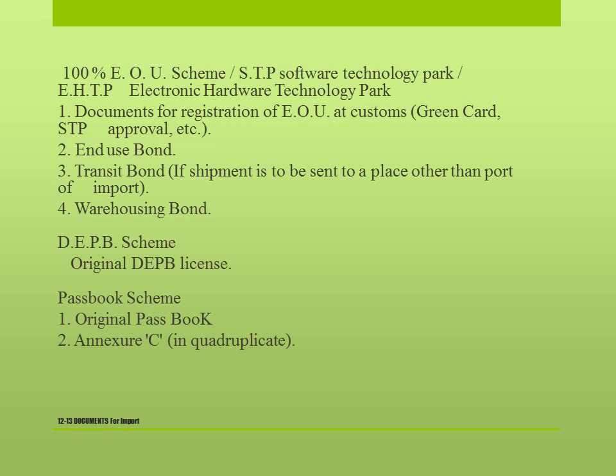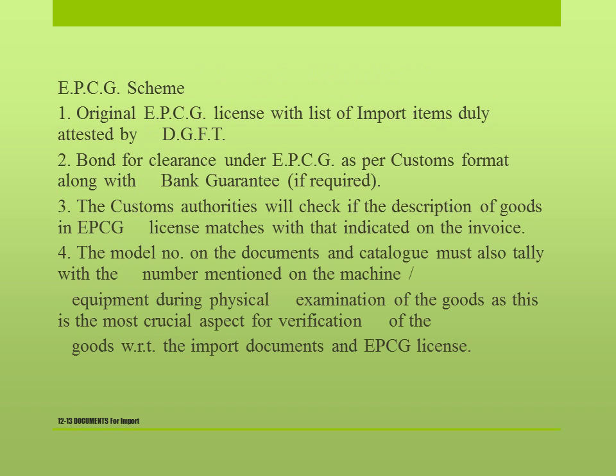DEPB scheme, original DEPB license, passbook scheme, original passbook, annexure C in quadruplicate. EPCG scheme, original EPCG license with list of import items duly attested by DGFT. Bond of clearance under EPCG as per customs format along with bank guarantee if required. The customs authorities will check if the description of goods in EPCG license matches with that indicated on the invoice. The model number on the documents and catalog must also tally with the number mentioned on the machine or equipment during physical examination of the goods, as this is the most crucial aspect of verification of the goods with reference to the import documents and EPCG license.